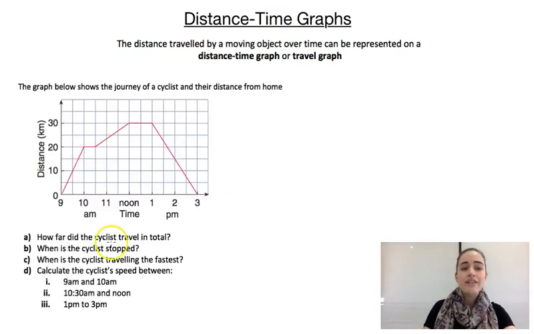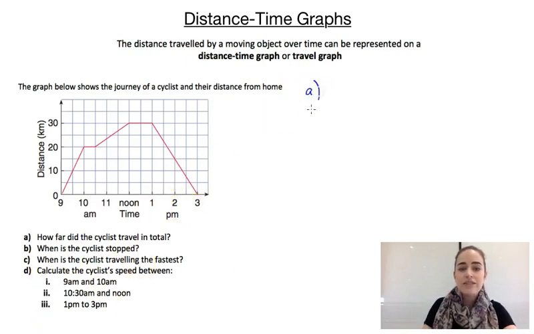Here we have a distance time graph that's showing the journey of a cyclist and their distance from their home. You can see that their distance was originally 0 and it goes up to 30. And the time that we're looking at goes from 9 a.m. to 3 p.m. All right, so let's have a look at these questions down the bottom.